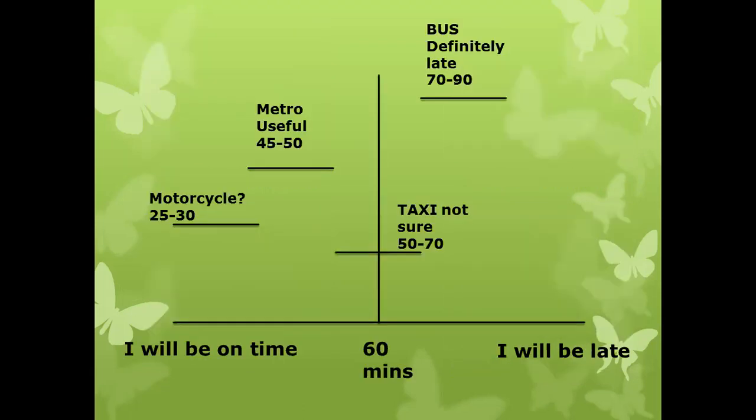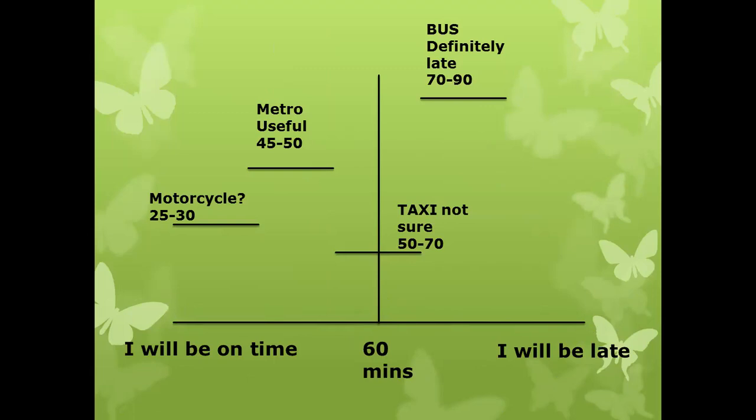So I will plot those in a nice curve, and this curve is called the forest plot. My neutral line or my neutral point will be the 60 minutes. Beyond those 60 minutes, I'll be late and I will miss my plane, and less than those 60 minutes, I'll be on time. And then I will plot the 4 means of transport along this curve. First, the bus will be getting me there in 70 to 90 minutes.